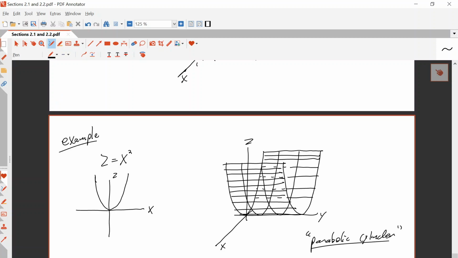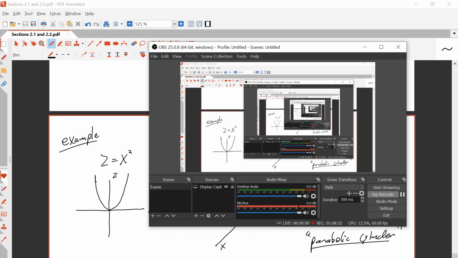Okay, so this is kind of a long lecture. The rest of them will be a little bit shorter than this, but anyway, this is the end of the lecture on this section.